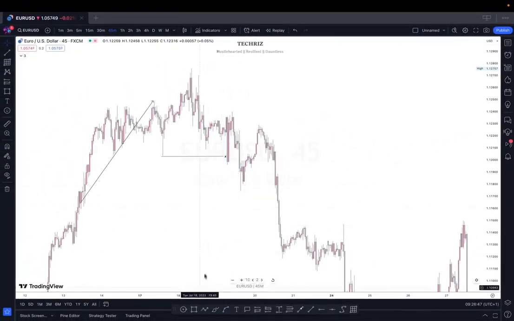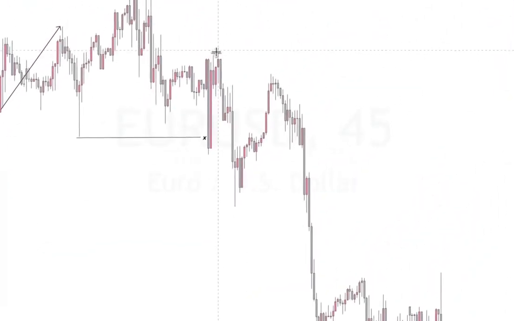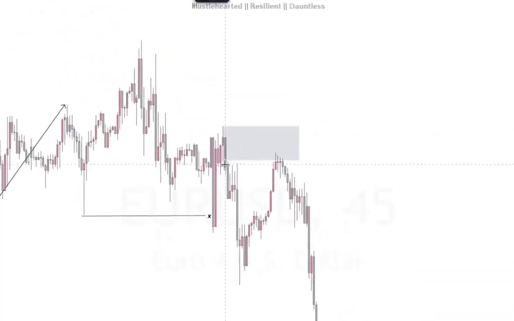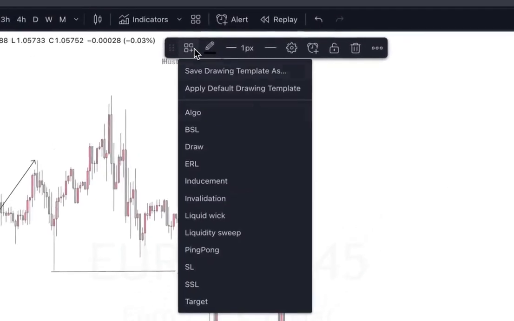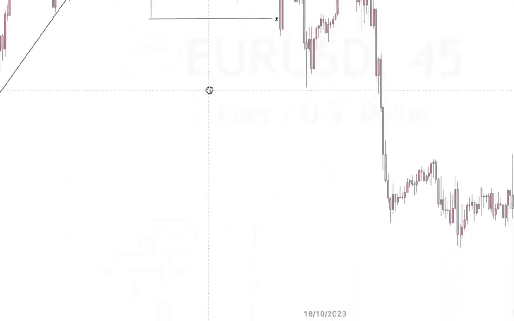So I should expect this zone, this particular order block, to hold, as it has not been mitigated before. And you can see what happened. You can see there's even an inducement very close to it. So you can see that zone actually played out beautifully and then dumped.